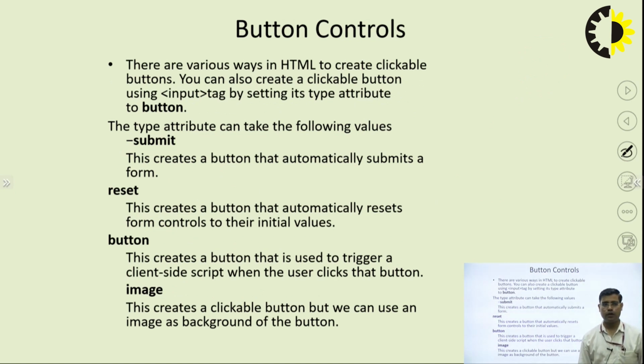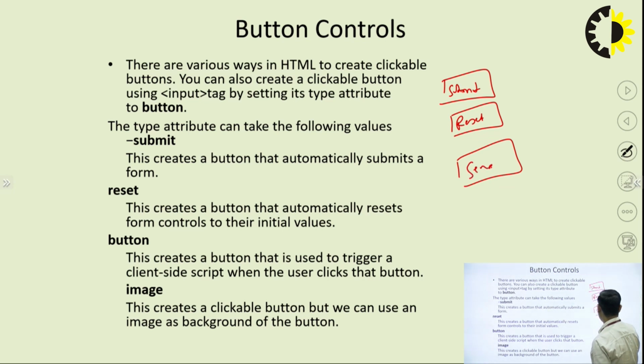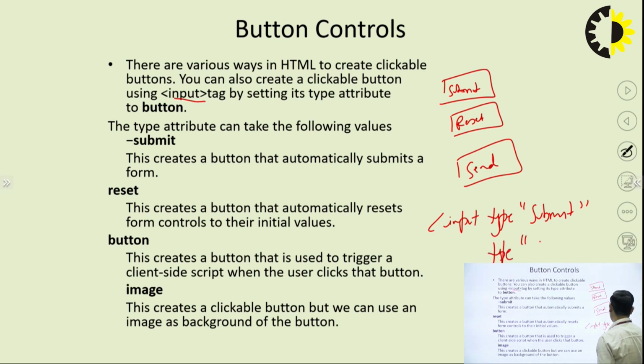Next is the button control. Using the button, like submit, reset, send, and any other things, okay? Like the image button also. So there are various ways in HTML to create a clickable button. You can create a clickable button by using the input tag. Inside the input tag, you define the type is equal to submit, or the type would be reset.